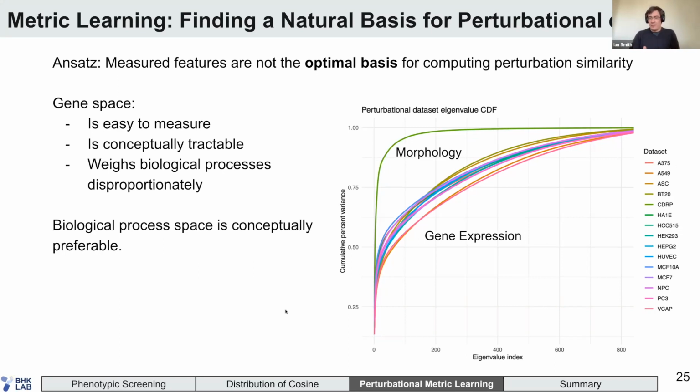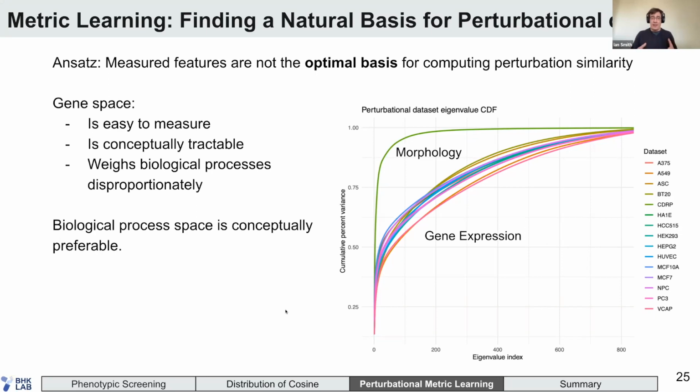So for example, suppose you're looking at transcriptomics. Gene space, mRNA, is relatively easy to measure. We've gotten very good at doing RNA sequencing. It's conceptually very, very tractable, very approachable. You're measuring the abundance of molecules in the cell. But the problem is that it weighs biological processes disproportionately.